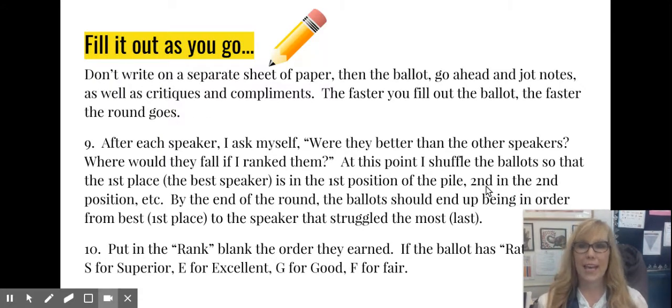All right. So again, fill it out as you go. The faster you get done filling out these ballots, the faster we all go home. And that's why it's so imperative that you do that.